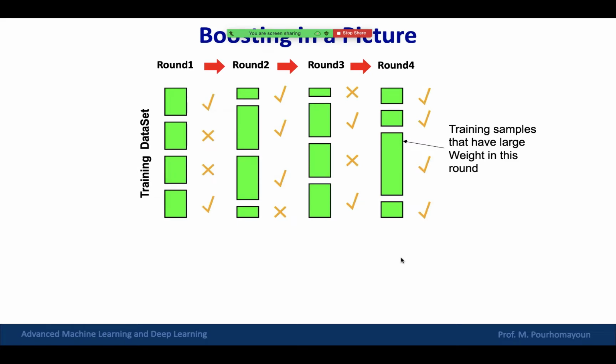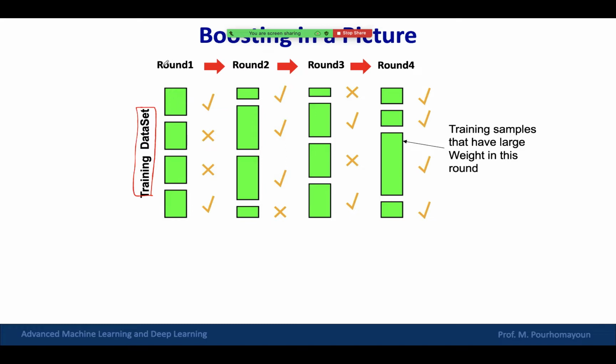So this picture is one single picture that provides a lot of information. These are four rounds of the boosting method. So, boosting in a picture. There are four different classifiers, four rounds of this boosting method. And these are our training data sets. So look at this, this is our training data set. Suppose the training data set includes, for example, four different types of samples.